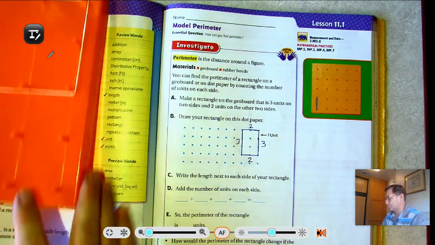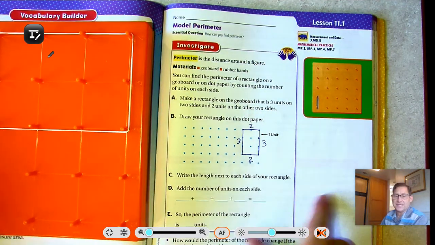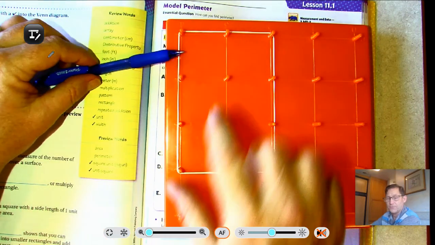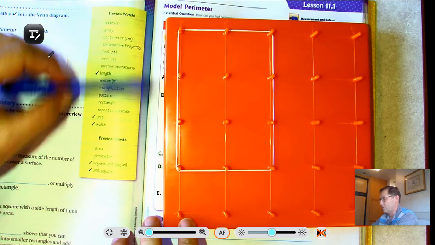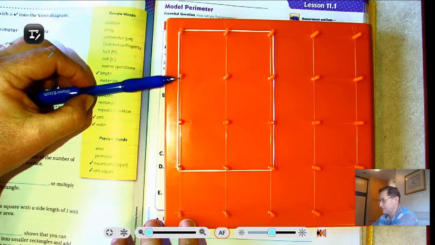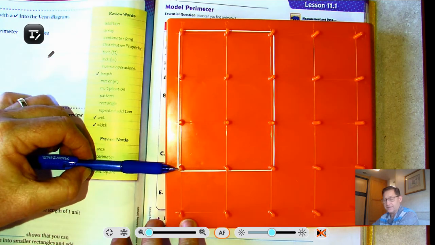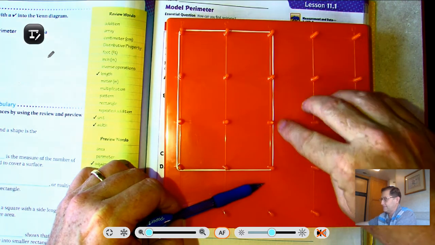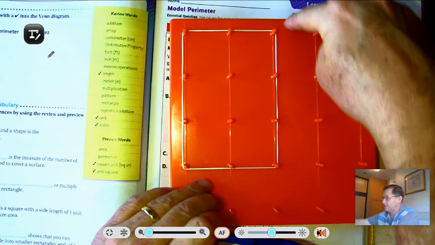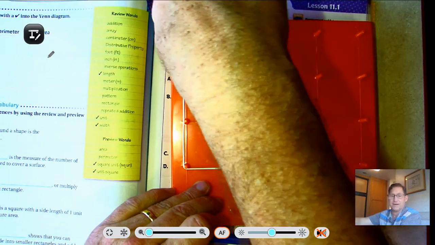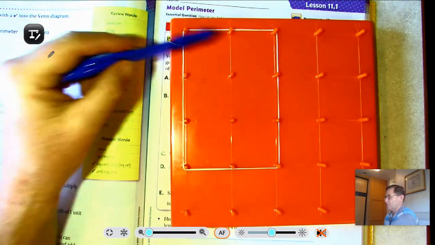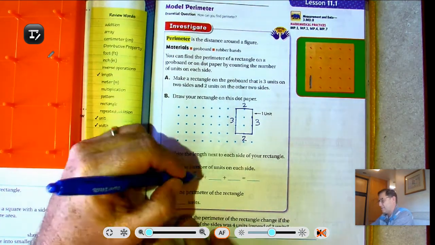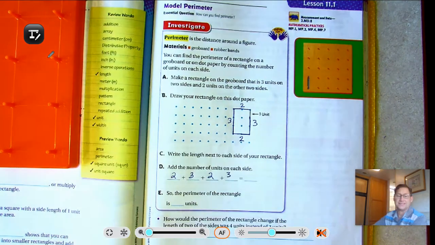Okay. So add the number of units on each side. So if I was doing this on the geoboard, I would say, okay, I want to walk around this outside, okay, the perimeter. I want to go around the outside. So this is 1, 2, 3. Then I turn and go 4, 5. Go back up, 6, 7, 8. Turn left, 9, 10. And then I'd be back where I started, okay, here. So 10. So how did they get that? Or how did I get that? Basically, I just added all the sides.